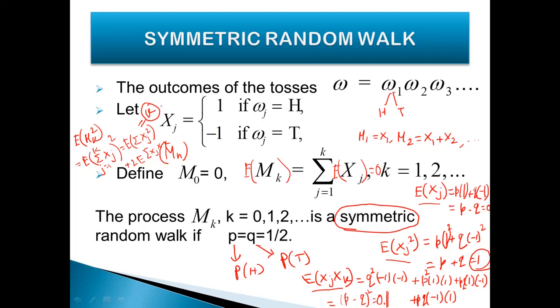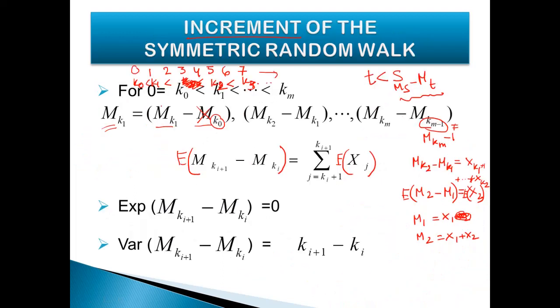Clear? So all these things clear, then we can proceed with the increment. If you consider the expectation of m_(k_(i+1)) minus m_(k_i), we get the expectation of x_j, with j from k_i plus 1 to k_(i+1). All of them are 0, so you sum it, you get 0.